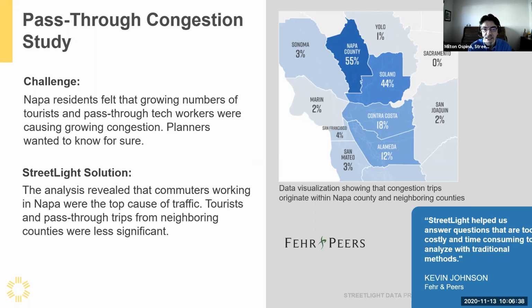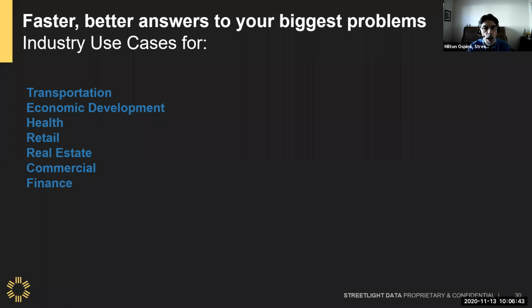In this case, this was a study done by Foot & Pierce, one of the engineering firms that we work with. Before I switch to the demo, one of the things we have discovered is that, even though since 2011 we've been doing a lot of work in the transportation planning space, in the last 2 or 3 years we find ourselves working more and more with economic development agencies.